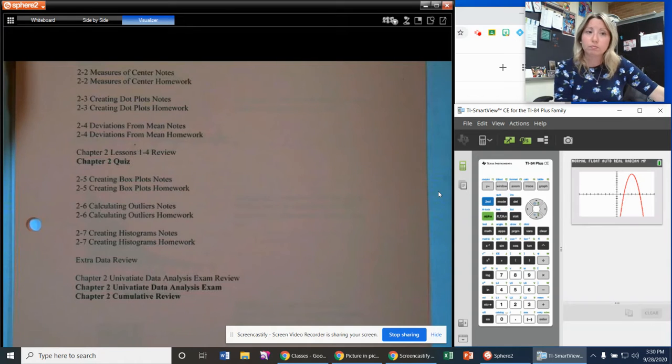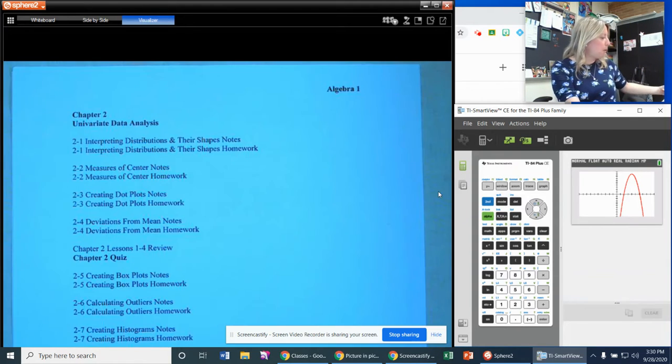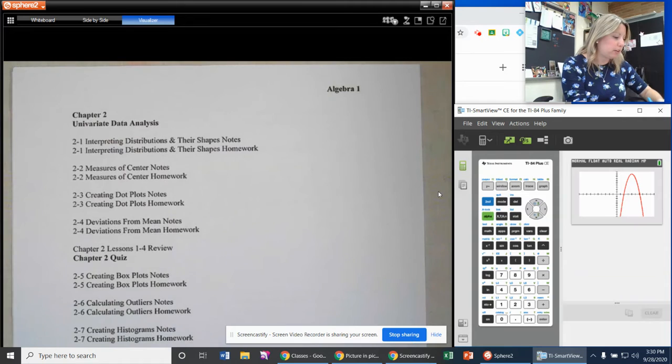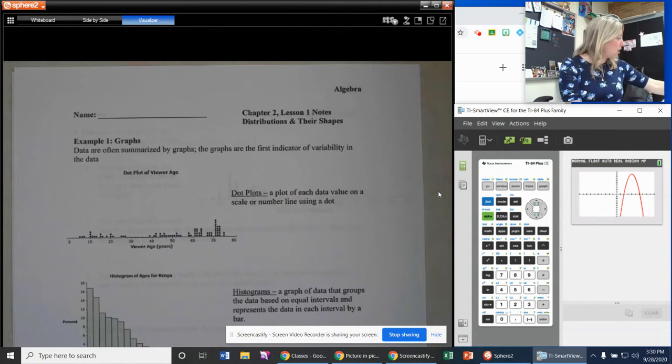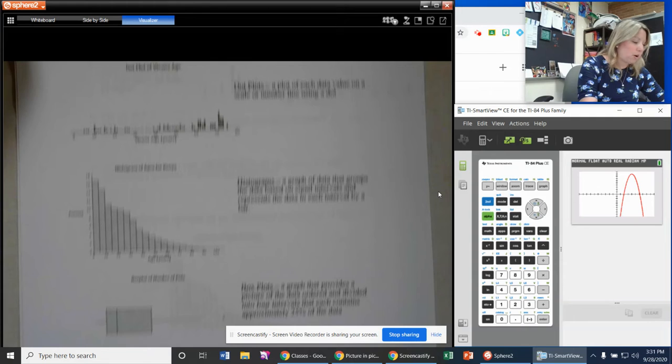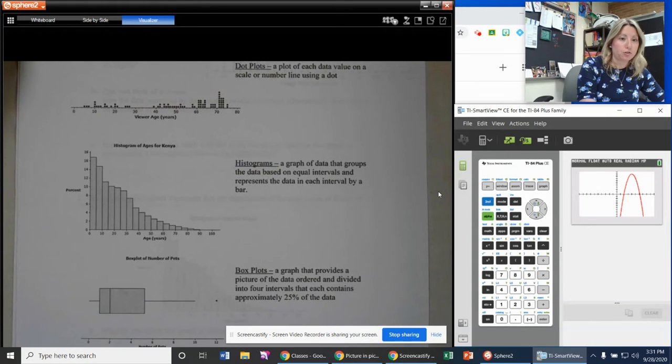All right, so here we go. I'm going to do this on my white paper. All right, so it's a little bit easier and then scans a little bit better. So let's talk about distributions and their shapes. So let's figure out what each of these is first.